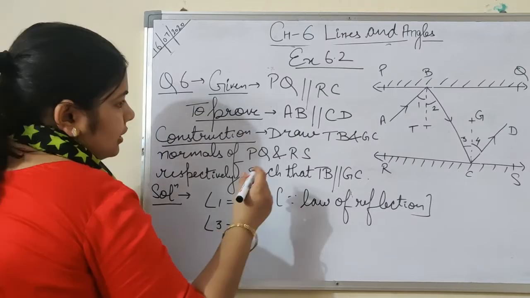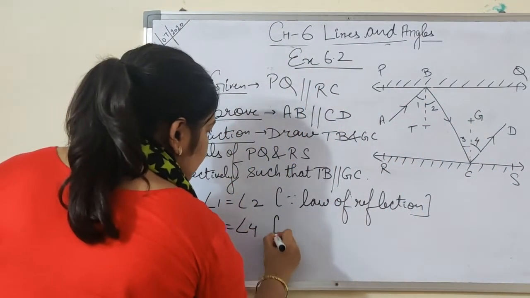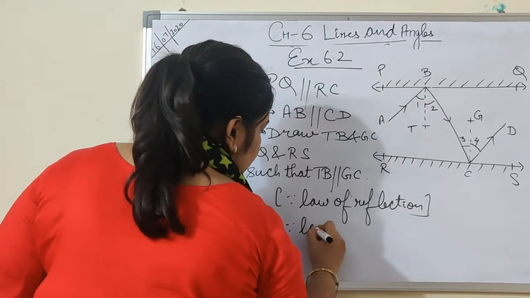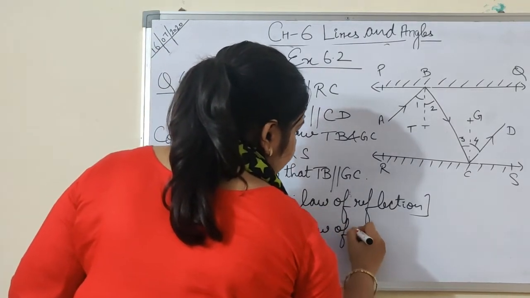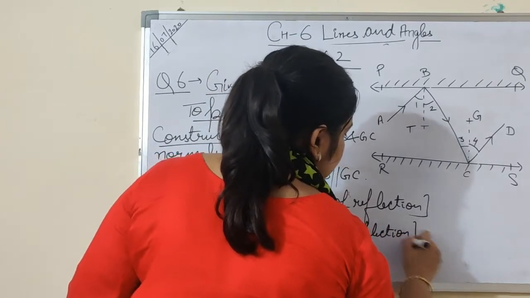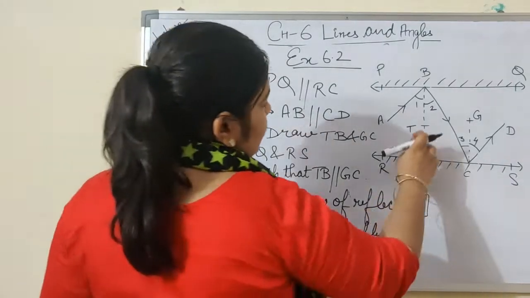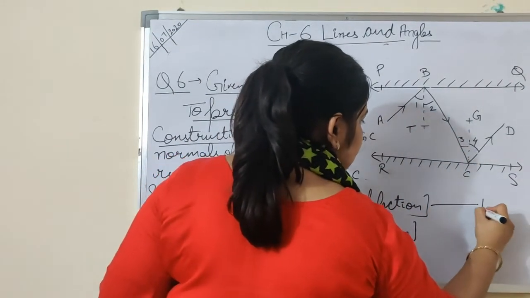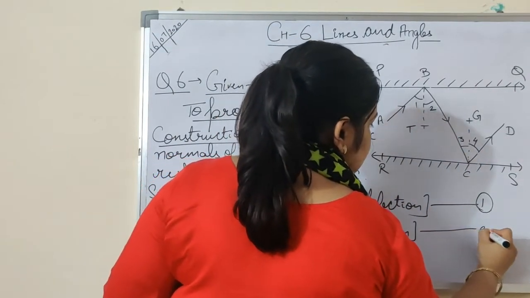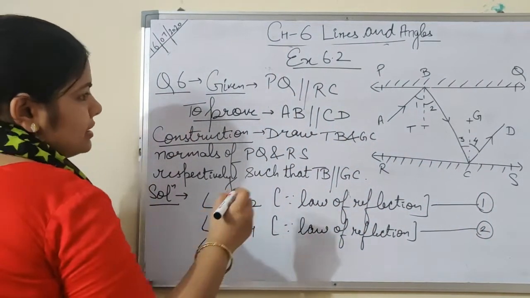Then further we can write that angle 3 is equal to angle 4, again because of the law of reflection, as you have already learned. Then what else we can write? I'm naming this as equation number 1, this as equation number 2. Now what else I can write?